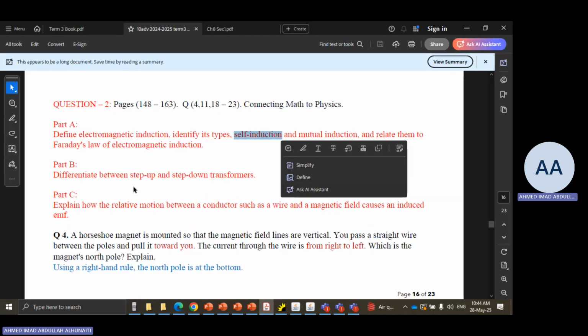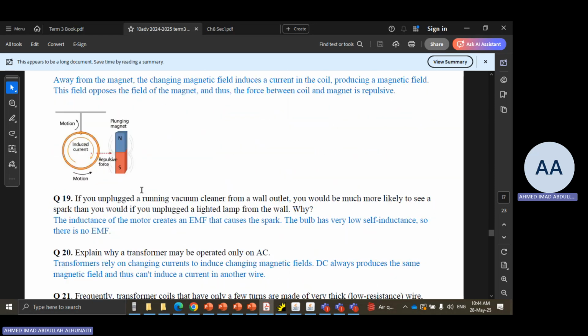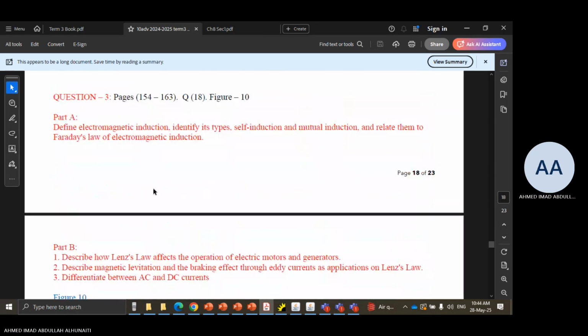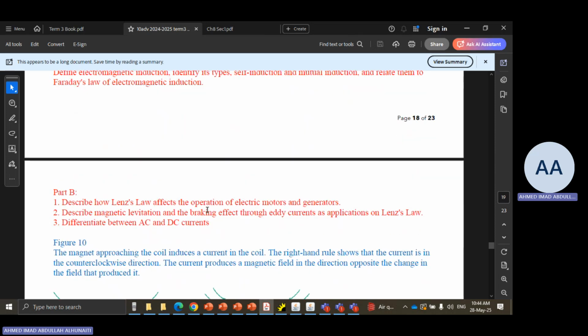Complicated? Yes, it is. Differentiate between step-up and step-down transformers; we discussed that. Explain how the relative motion between a conductor such as a wire and a magnetic field causes induced EMF; we already discussed that. Question number 3, part A: define electromagnetic induction. We've seen it. Mutual induction, like in a transformer. Relate them to Faraday's law. B: Lenz's law. How does it affect the operation of electric motors and generators?